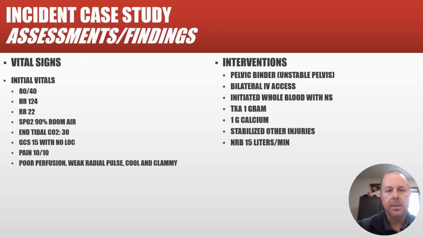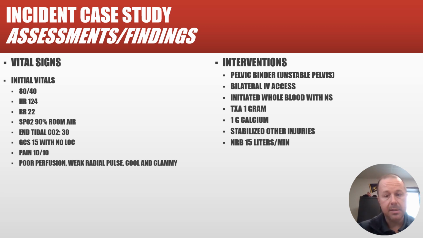All right, so as the case progressed, this is what we started to find. His initial vital signs were 80/40. He had a heart rate of 124. So right then and there, we knew he had a shock index greater than 1. His respirations were 22. His SpO2 was 90% on room air at that time. We did put him on a high flow non-rebreather at 15 liters a minute at that point. End-tidal CO2 of 30, so that's pretty good. So he's still metabolizing. He had a GCS of 15 with no loss of consciousness.